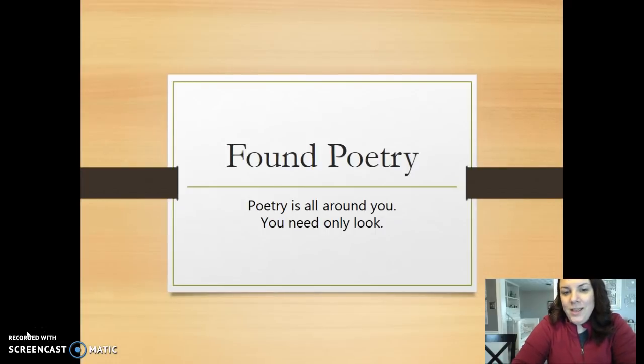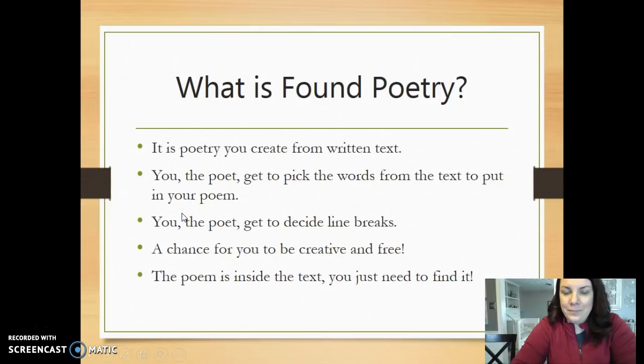Today we're going to talk about the second part of your performance task, and that is writing a found poem. The idea of a found poem is that poetry is actually all around you and you need only look for it. So let's go ahead and get started. Found poetry is poetry you create from a previously written text, something that's already been written. You, the poet, get to pick the words from the text to put in your poem. You, the poet, get to decide the line breaks, and it is a chance for you to be creative and free. The poem is inside the text, in this case your article. You only need to find it.